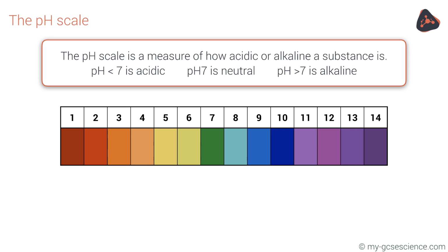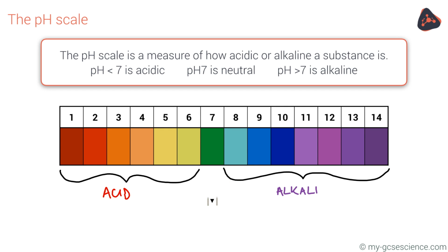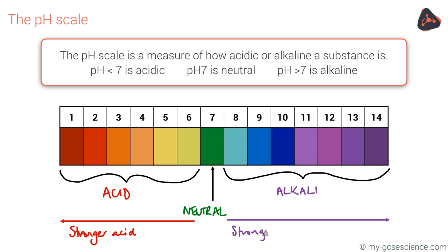This is the pH scale. pH is a measure of how acidic or alkaline a substance is, because they won't all release the same amount of H+ ions or OH- ions. If the substance has a pH of less than 7, we say it is acidic, and if it has a pH of greater than 7, we say that it is alkaline. pH 7 is neutral. The further away from 7, the stronger the acid or the alkali.